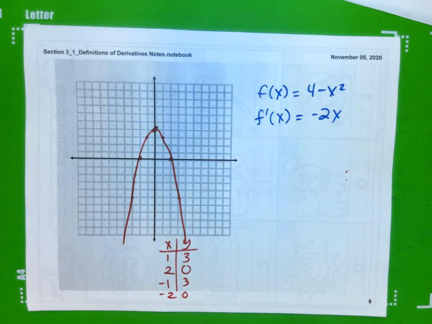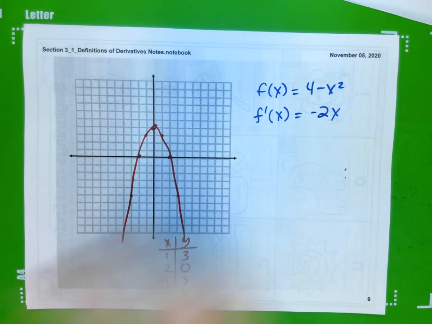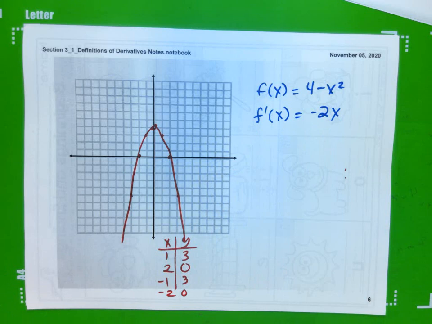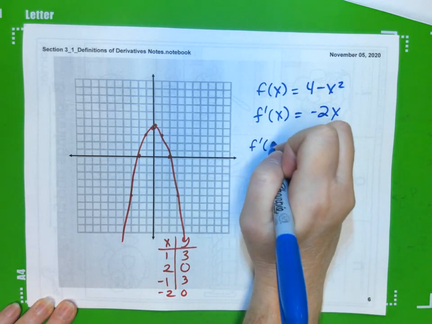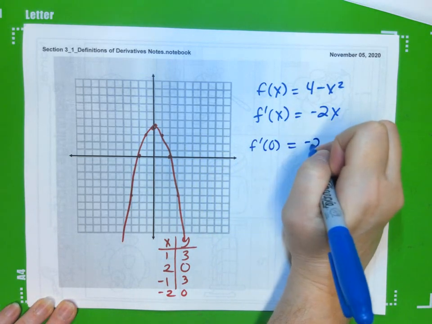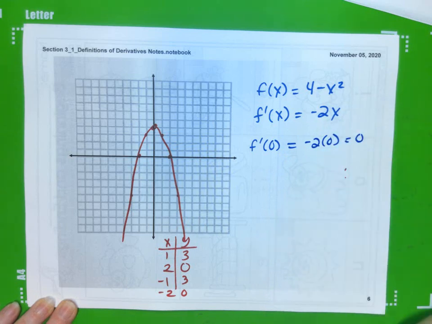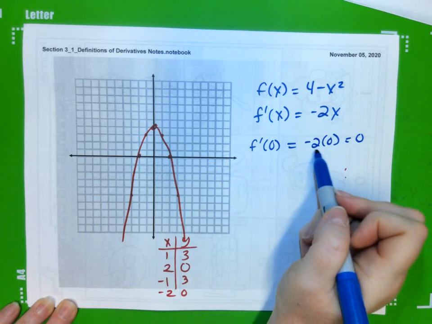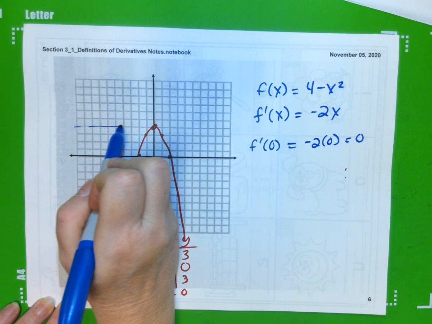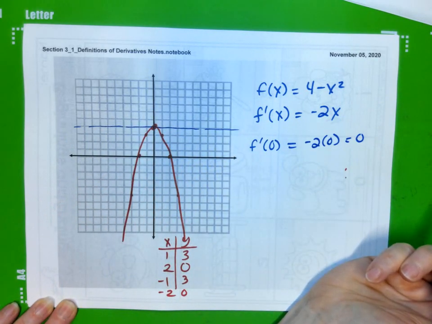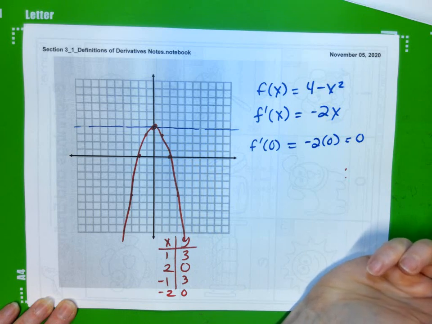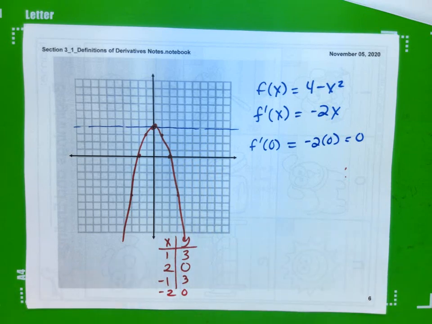All right. Now, my derivative is negative 2x. So what is the derivative at 0? Well, that would be negative 2 times 0, or 0. That makes sense. At 0, I'm going to go like this. And every horizontal line has a slope of 0. So that makes sense. All right, let's try another one.